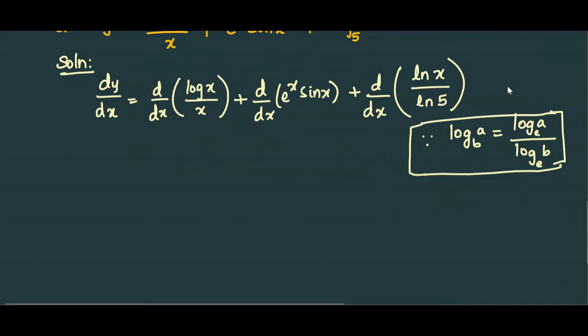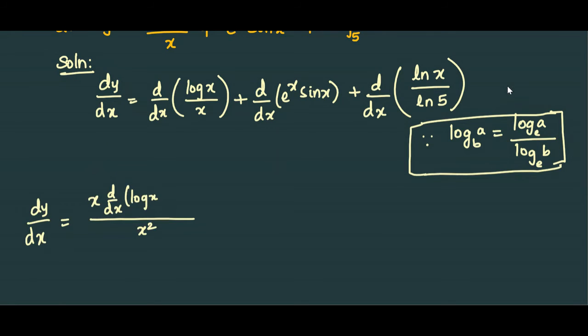Now the first one is a u by v quotient rule. So the derivative will be denominator square, then denominator into the derivative of the numerator, minus the numerator into the derivative of the denominator. This was the first term.